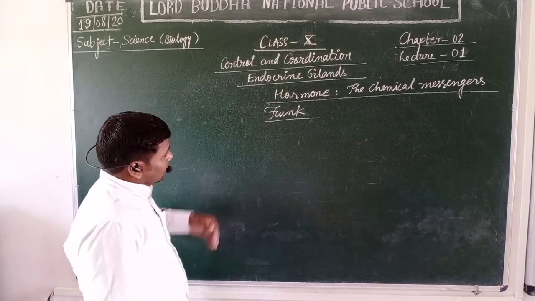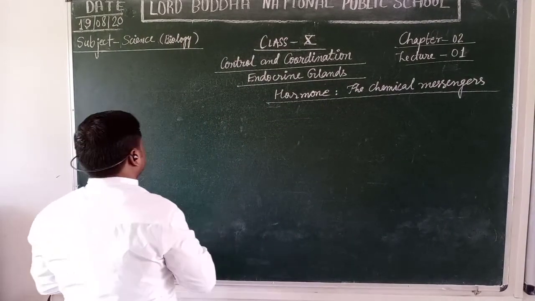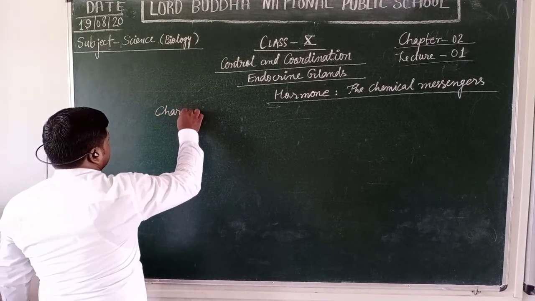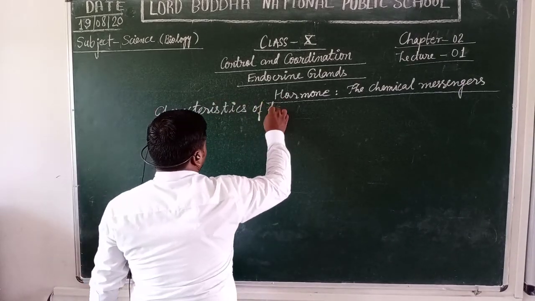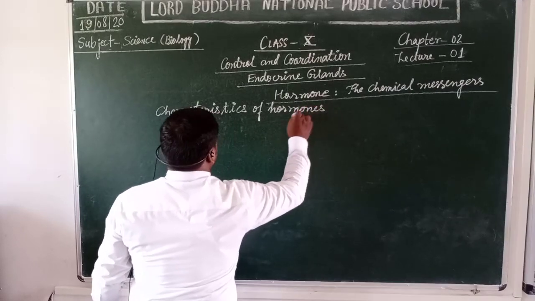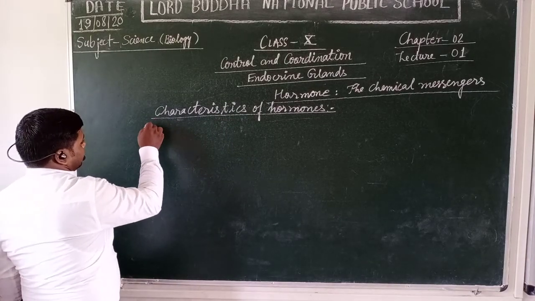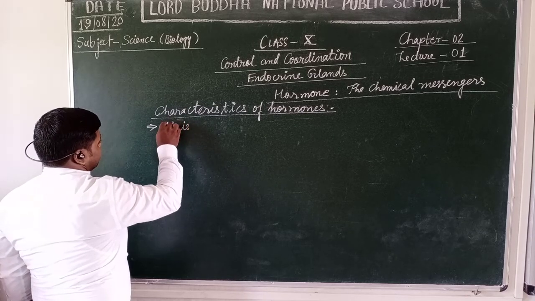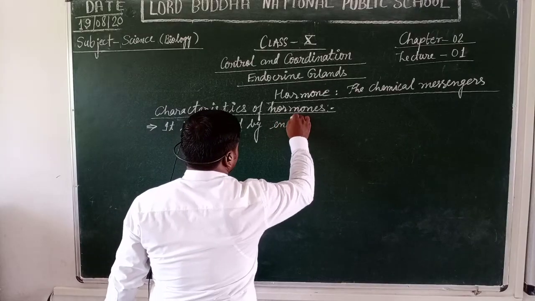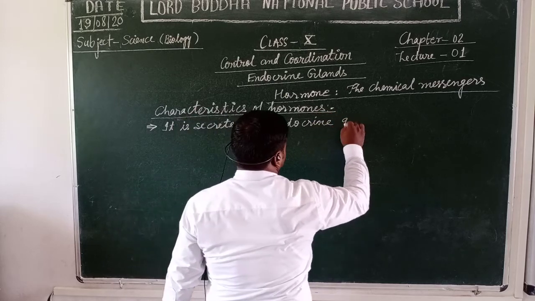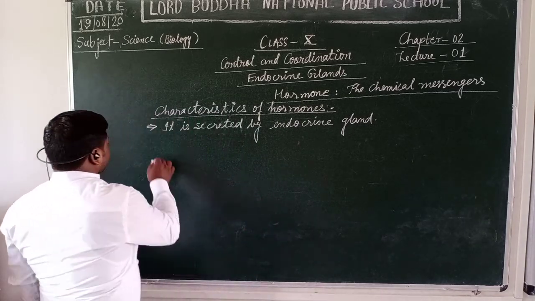Now students, further we are going to know the characteristics of hormones. What are the characteristics of hormones? Students, the important characteristics of hormones are as follows. First, they are secreted by the endocrine glands which are ductless.